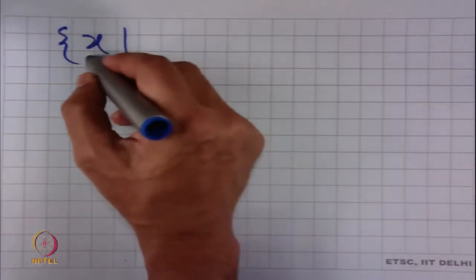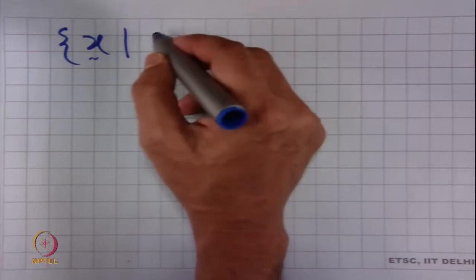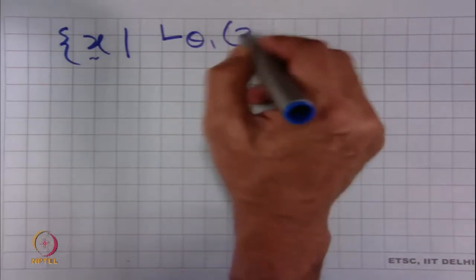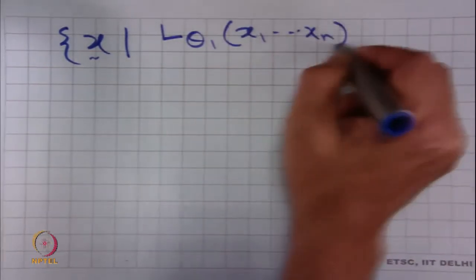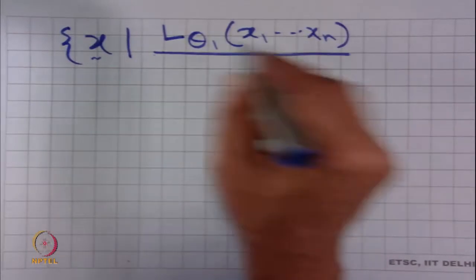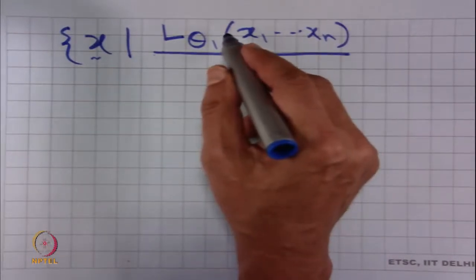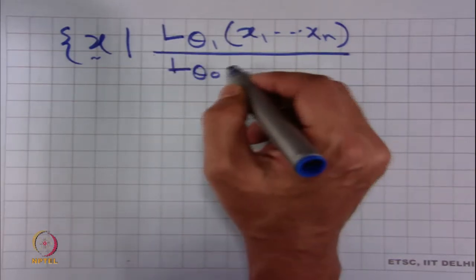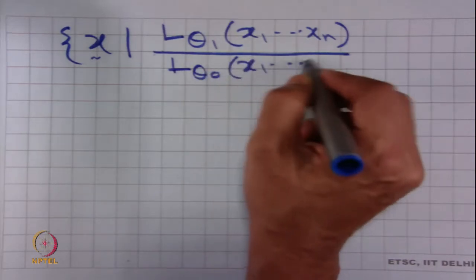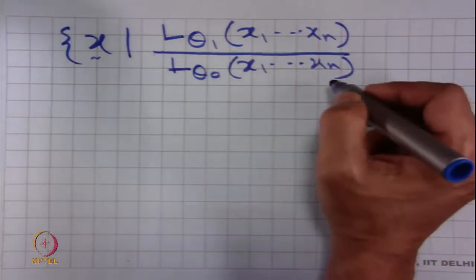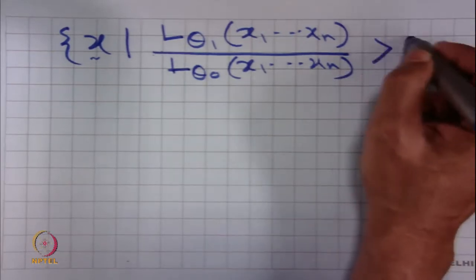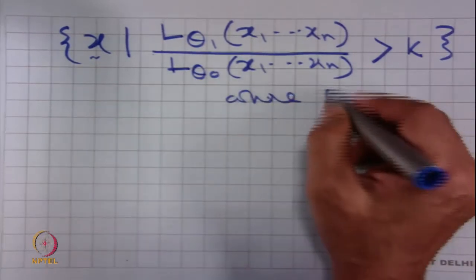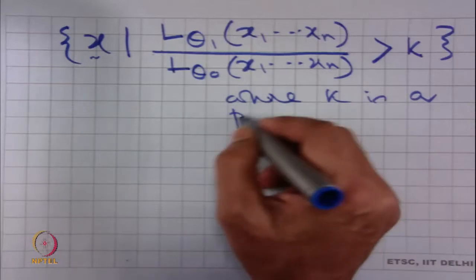It is the set of observations x such that L theta 1 of x 1, x 2, ..., x n, which is the likelihood function under the alternative hypothesis H 1, upon L theta 0 of x 1, x 2, ..., x n, which is the likelihood function under H naught, has to be greater than k, where k is a positive constant.